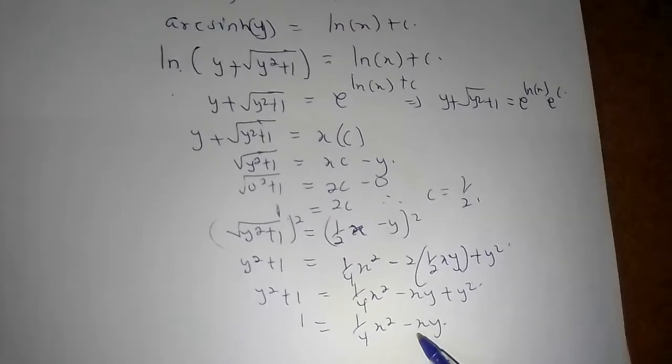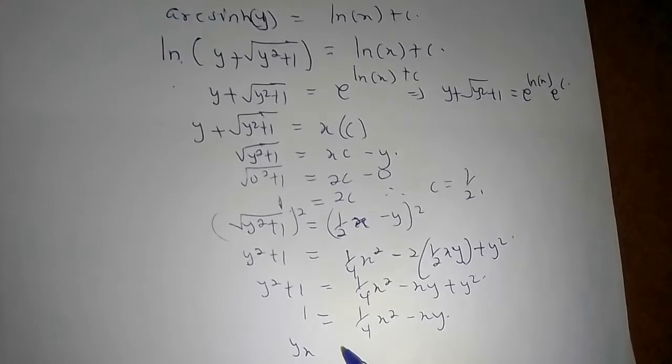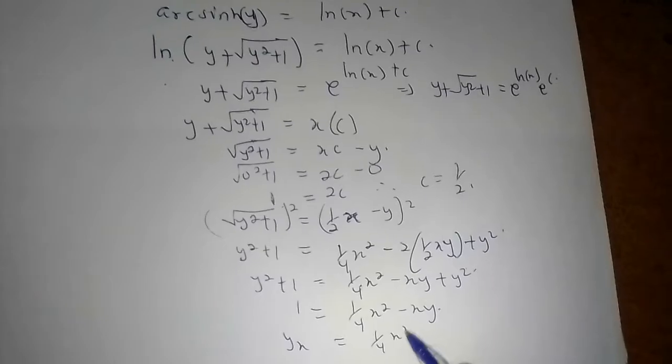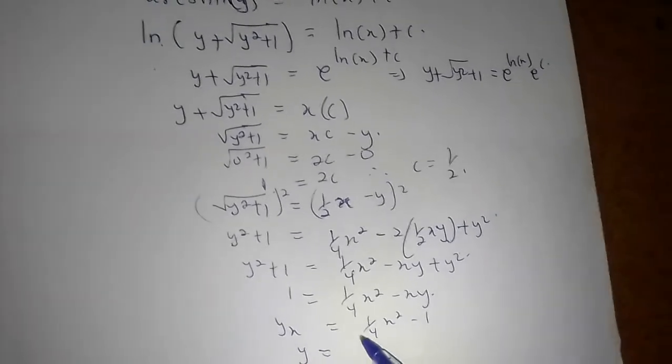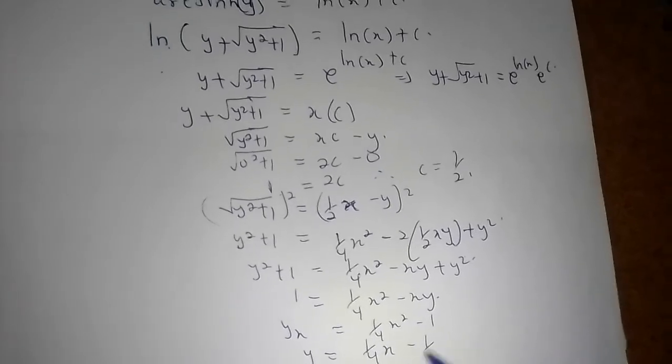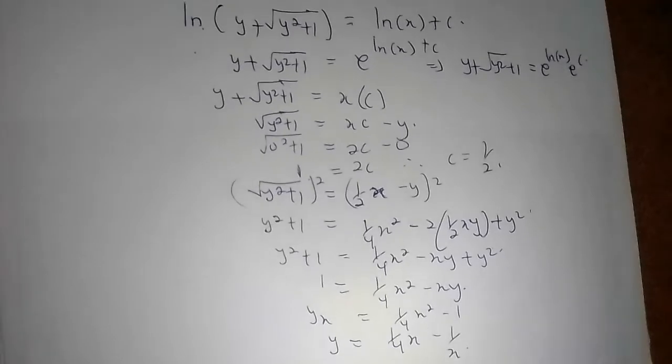So at this point, what do I get? I'll bring my xy here, and I'll get 1 out of 4 x squared minus 1. To find y is equal to dividing through by x, and that's going to give me 1 over 4 x minus 1 over x. This is your particular solution and the explicit solution for this equation.